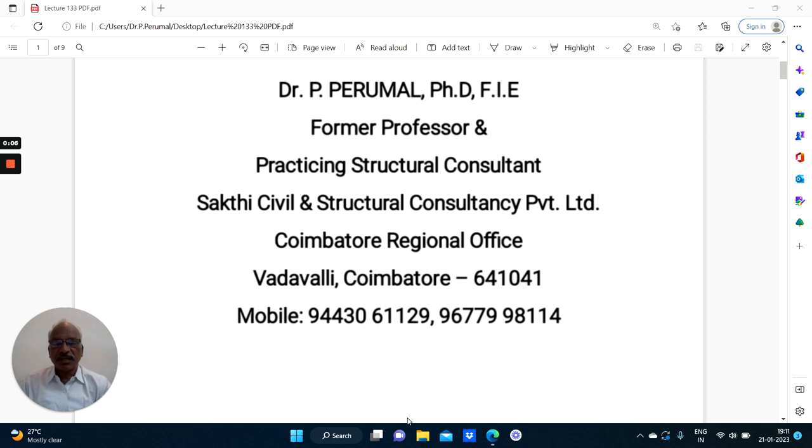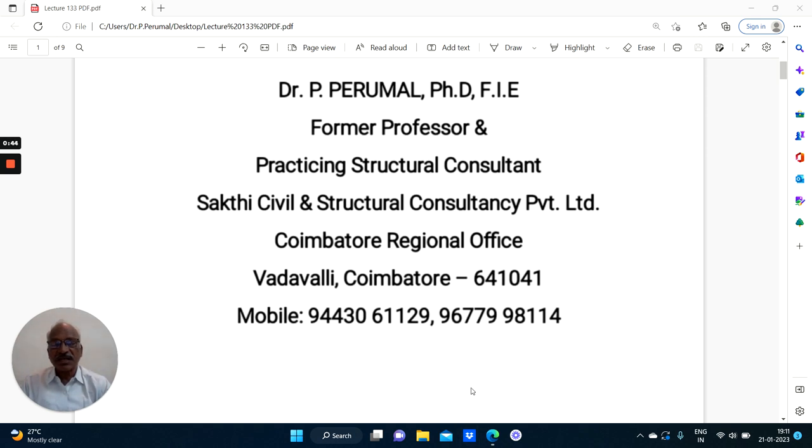In the last two lectures, namely lecture number 131 and 132, we have discussed some basics regarding types of beams, types of loads, etc. And in lecture number 132, we have discussed two cases of simply supported beams. So, finding out the bending moment and the shear force and drawing the shear force diagram and bending moment diagram for simply supported beams. We have covered point loads, UDL and also UVL. So we have discussed these basics.